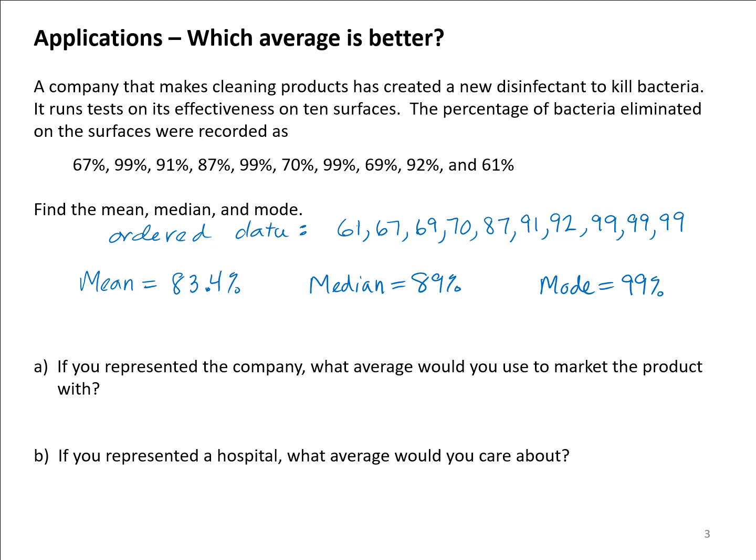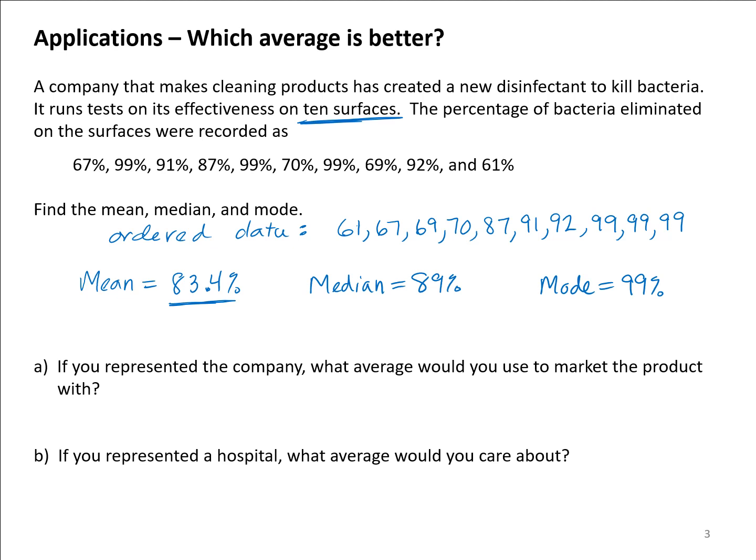Then I calculated the mean by adding them all up and divided by 10. There were 10 surfaces here. One thing to double check is make sure you really have added all 10 of them together, and then make sure you're dividing by 10. One thing that can happen when people are calculating means is they accidentally leave one value off, or they type it into their calculator wrong. So if you didn't get 83.4%, double check that you entered all of them in.